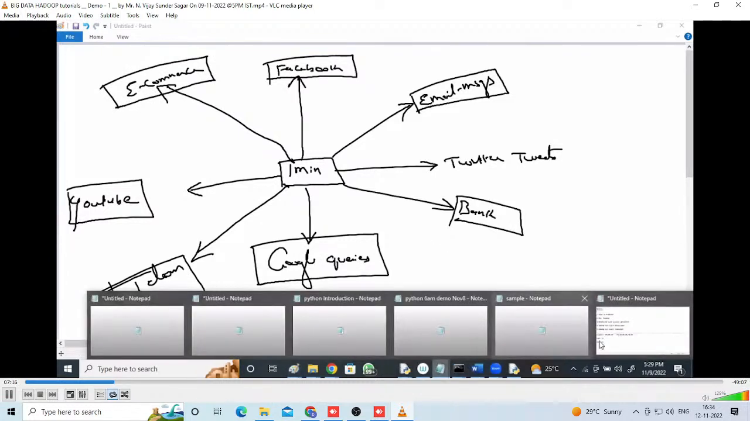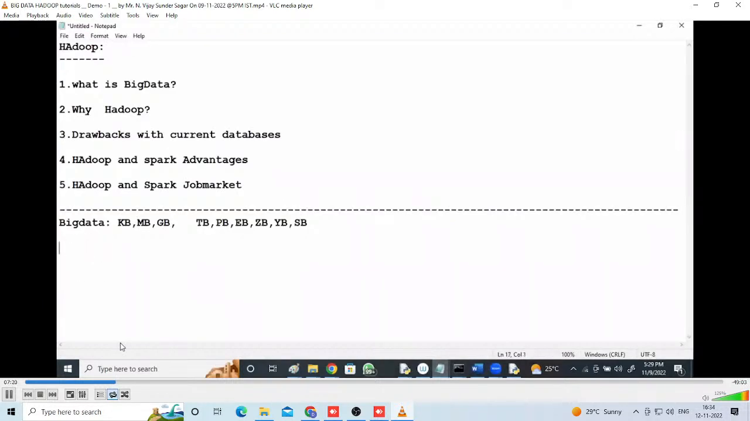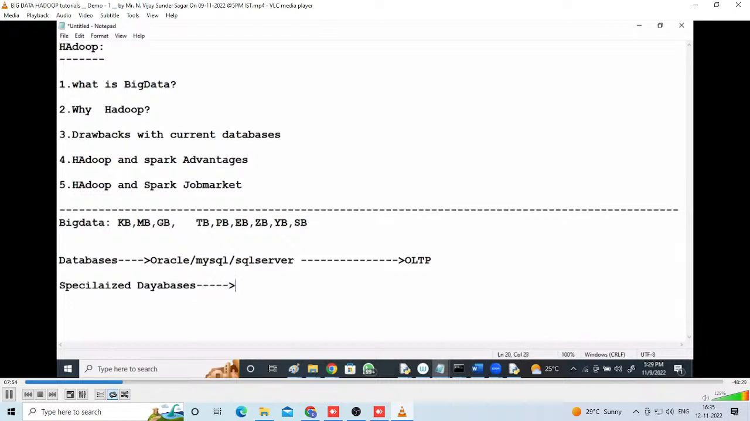Currently, we have databases for storing this data, like Oracle, MySQL, SQL Server, DB2. All of these are used for OLTP, online transactional processing for day-to-day operations. We also have specialized databases used for data warehouse purposes, like Teradata, Netezza, Vertica. These databases are used for data warehouse purposes, OLAP, online analytical processing.